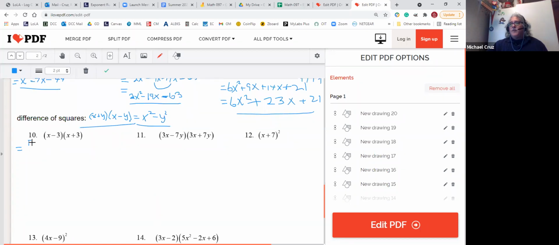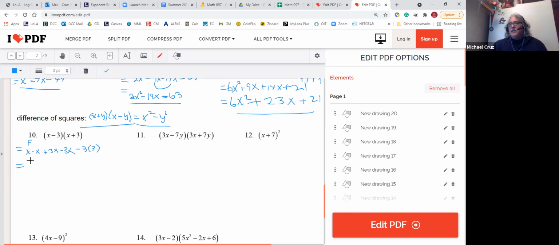So if you just follow the same old pattern, we've got x times x, plus 3x, minus 3x, and then minus 3 times plus 3.